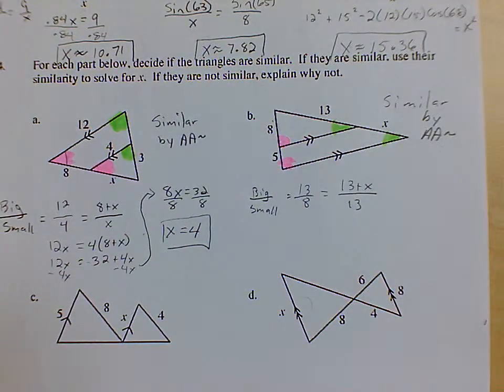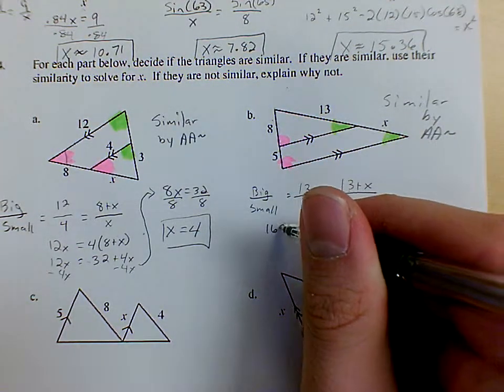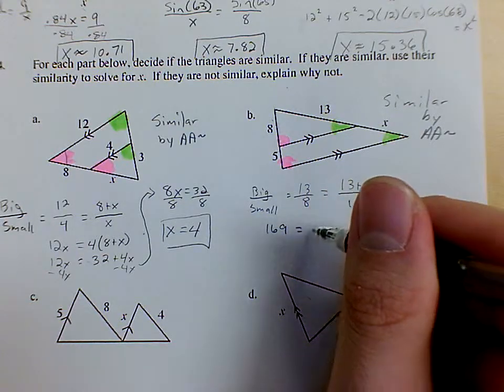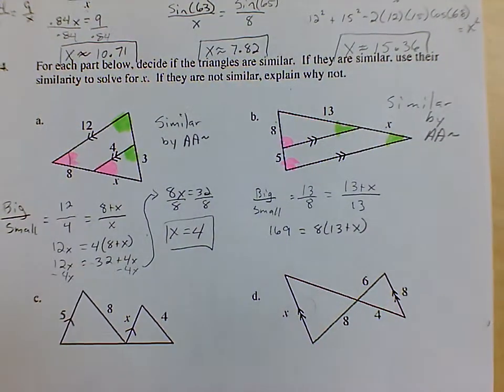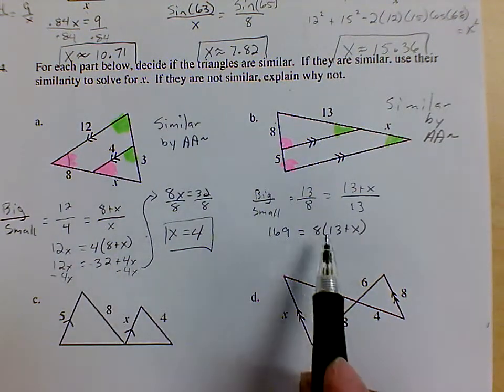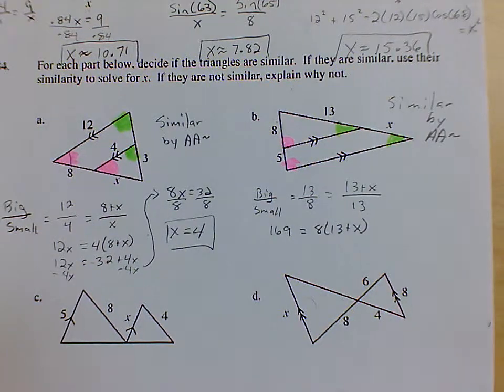All right, so we're going to solve this one the same way we solved A. We're going to cross multiply. 13 times 13 is 169. And 8 times then 13 plus x. Once again, don't forget to distribute. It's just like this problem. So we have to do 8 times 13. Then we have to do 8 times x. So that gives us 104 plus 8x.